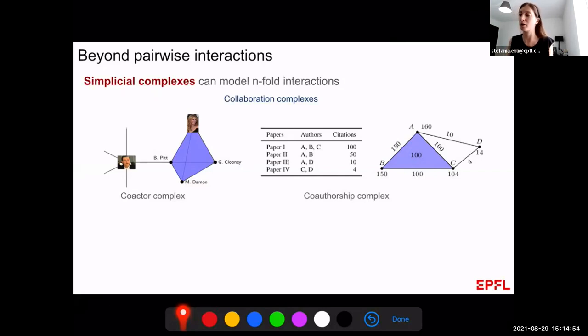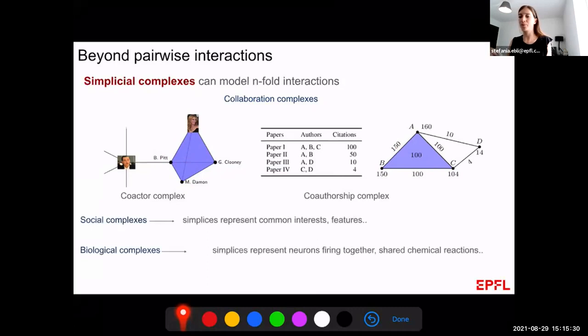And on top of this, we could also add some data on the simplices. As for graphs, we have data on the nodes, one might have some data or signal on the simplices. For example, in the coauthorship network, in which we had this triangle representing a paper written together by 3 people, one could have the number of citations that this paper had. Or in the case of the coactor complex, one could have on the 3-simplex here the rating of the movie in which these 4 people acted together.